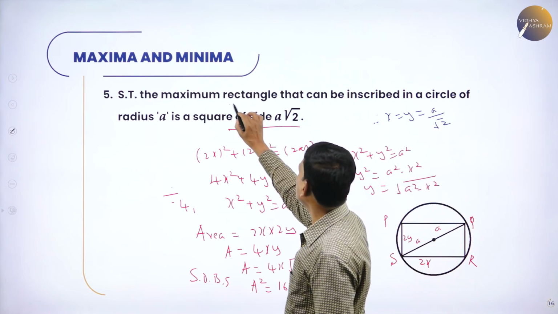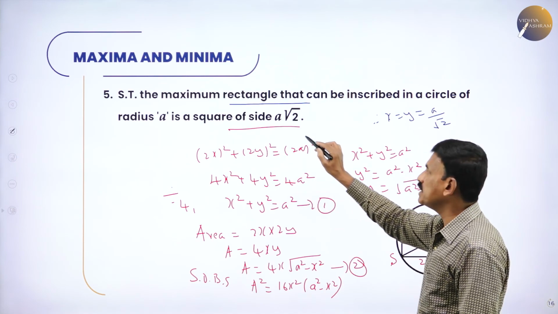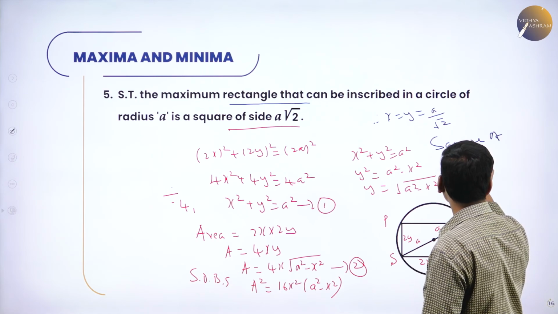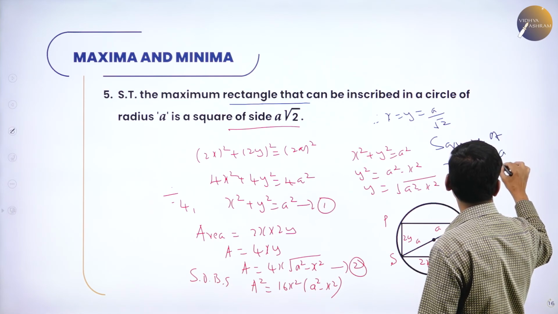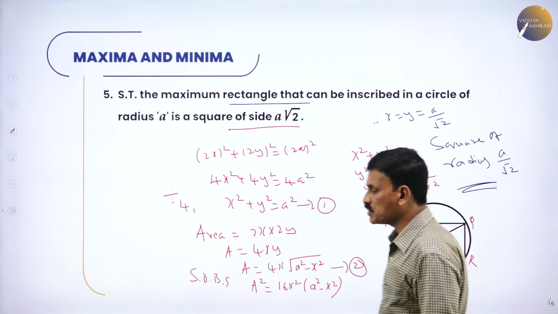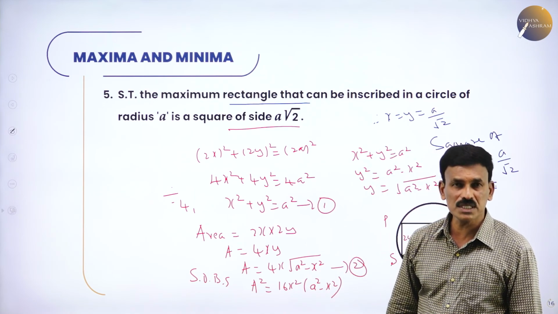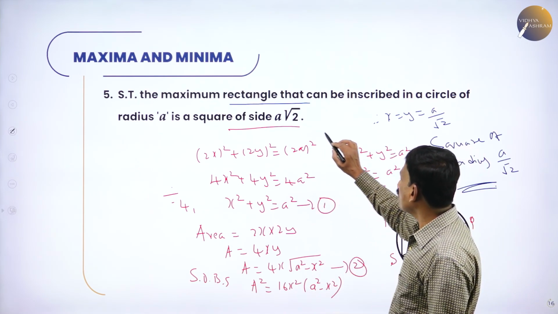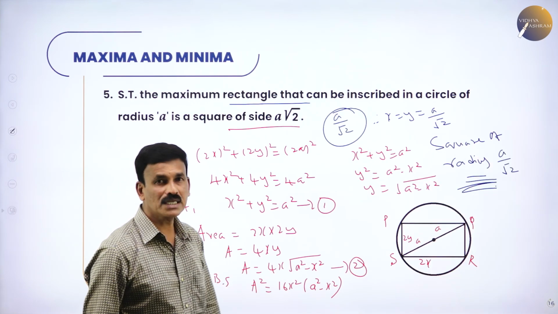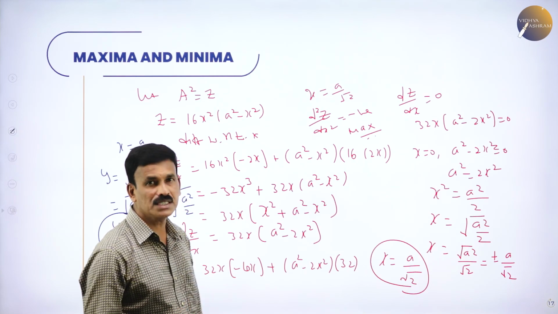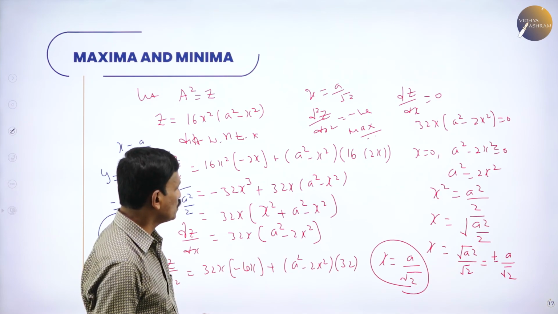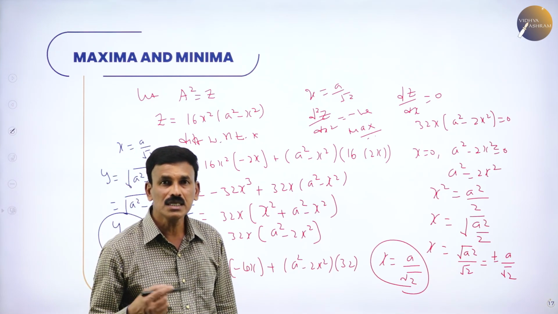Therefore, the maximum rectangle that can be inscribed in a circle of radius a is a square, with side a/√2. Since x = a/√2 and y = a/√2, all sides are equal, which means it is a square. Hence the maximum rectangle that can be inscribed in a circle of radius a has x = a/√2, y = a/√2. Therefore the rectangle is a square.